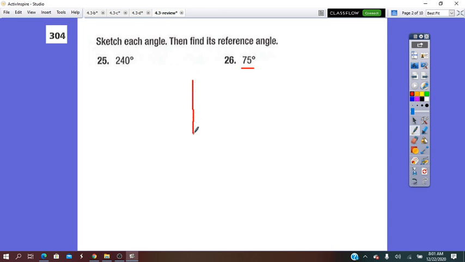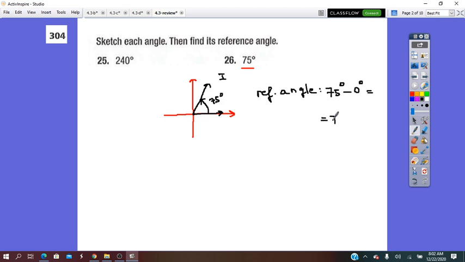75 degrees in standard position is positive. So the initial side and the terminal side, the angle is between 0 and 90 degrees. So the terminal side will be in the first quadrant. So this is 75 degrees. So the reference angle, as long as the angle is in the first quadrant, will be 75 degrees minus 0 degrees, which equals 75 degrees.